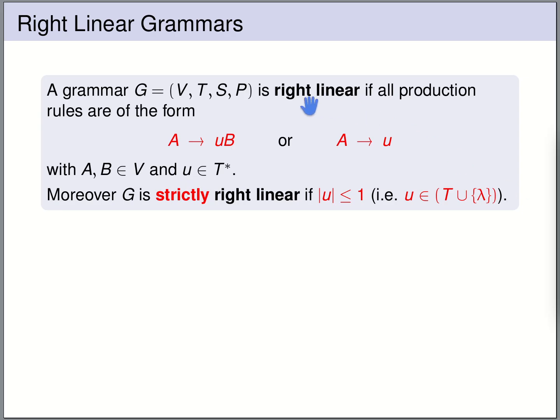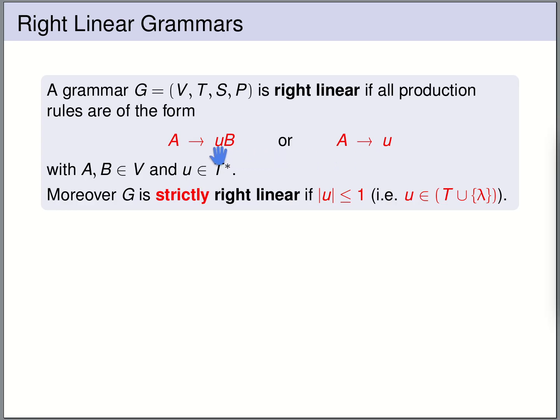A grammar is called right linear if all of the production rules are of one of the following forms. First of all, the left-hand side of every production rule must be a variable. Second, the right-hand side of the production rules must be of the form either UB, where U is a terminal word of any length, and B is a variable, or just a terminal word of any length. So the word U does not contain any variables.